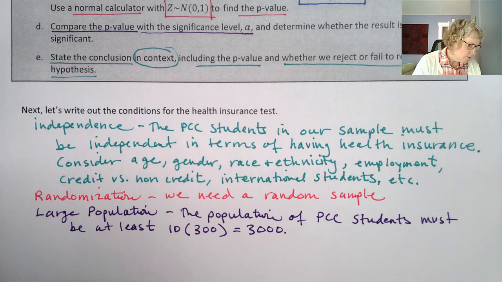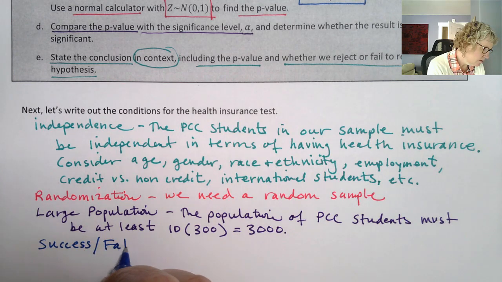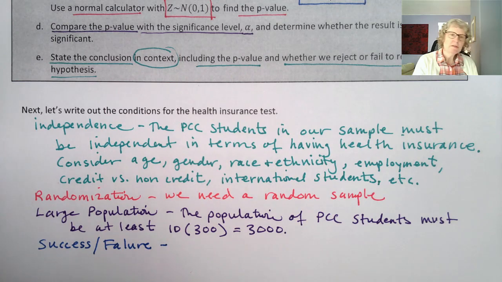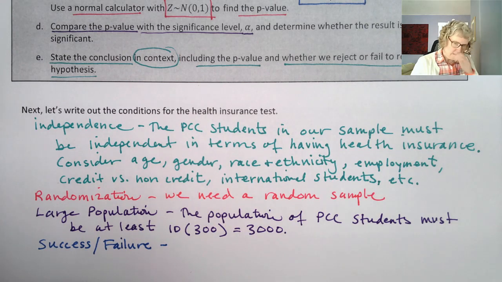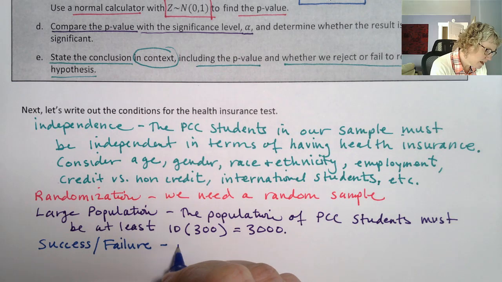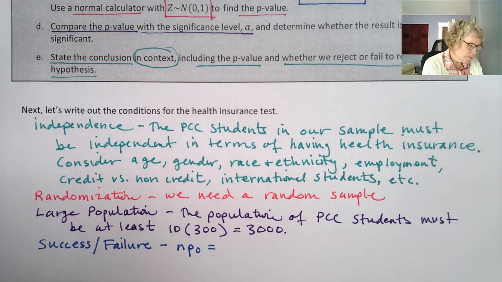Okay, next one is success, failure. This is when we test n times p0 and n times q0 greater than or equal to 10. So we need to have at least 10 successes and failures. And we use p0. So I'm going to say n times p0. Our n is the 300.